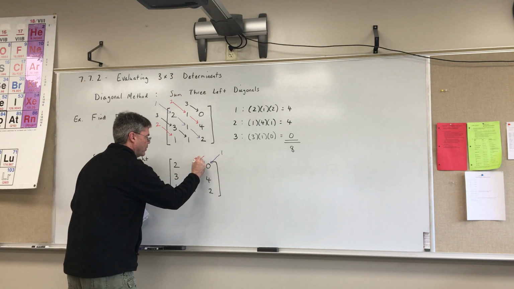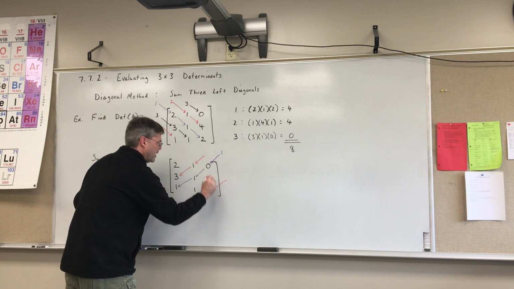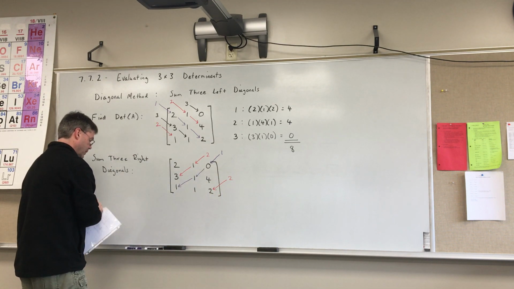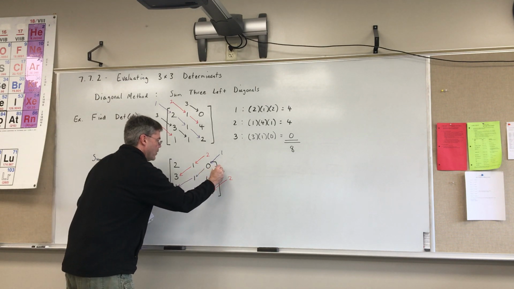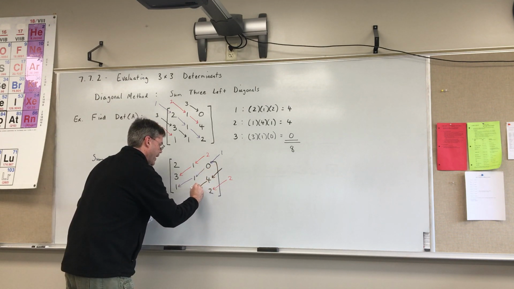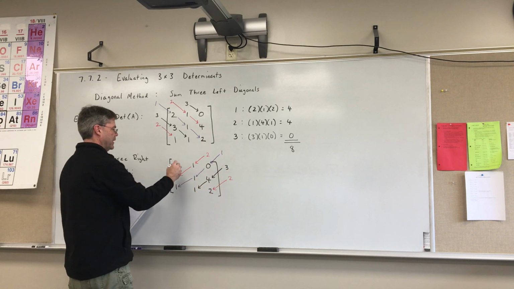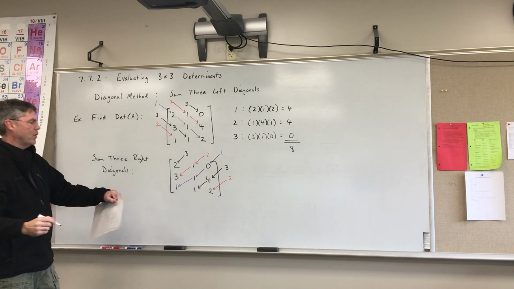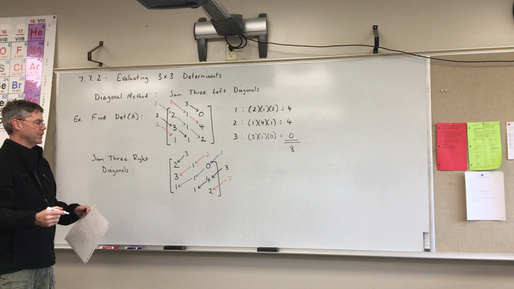Diagonal 2, right, and then diagonal 3 would be like that. And it doesn't matter if you get 2 and 3. If you call what I call 3 2 and what I call 2 3, that really doesn't matter.